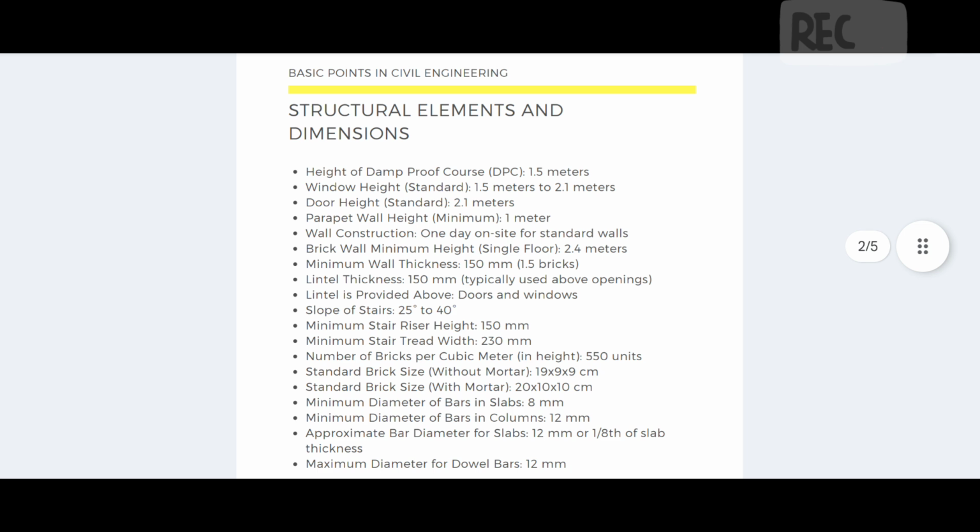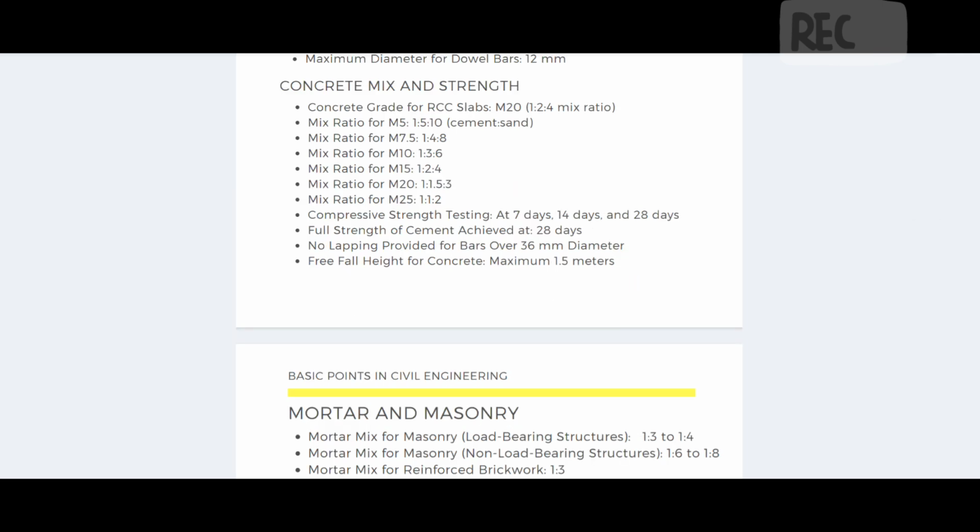Number of bricks per cubic meter is 550 units. Standard brick size 19 into 9 into 9 centimeter, with mortar 20 into 10 into 10 centimeter. Minimum diameter of bars in slabs 8 mm. Minimum diameter in columns 12 mm. Approximate bar diameter for slab 12 mm or 1/8 of the slab thickness. Maximum diameter of dowel bars should be 12 mm.